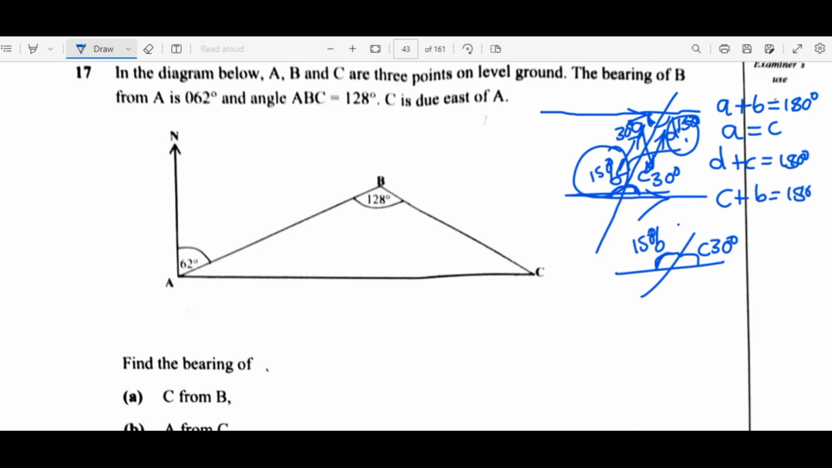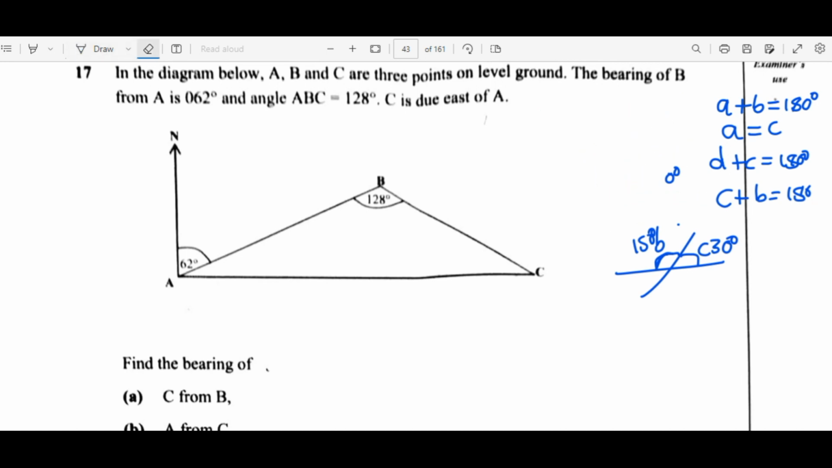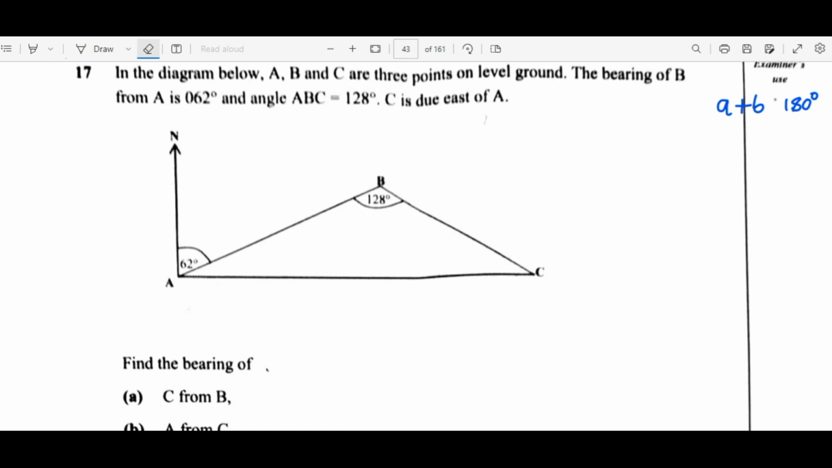Now let's go back to our given question. The first one: we have the bearing of C from B. So the bearing is coming from B. There are some rules that you need to know when dealing with bearings. The first one: the bearing moves in a clockwise direction. This is the direction that you are supposed to follow. No matter how difficult the exam seems to be, never move in the counterclockwise direction.